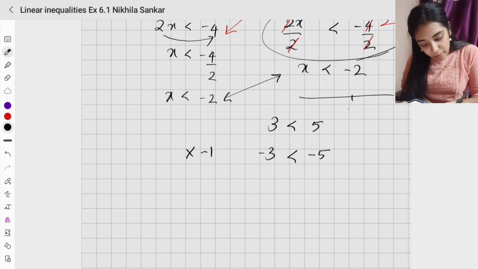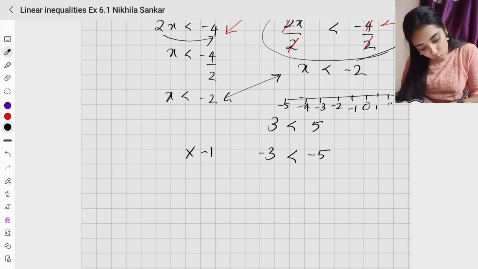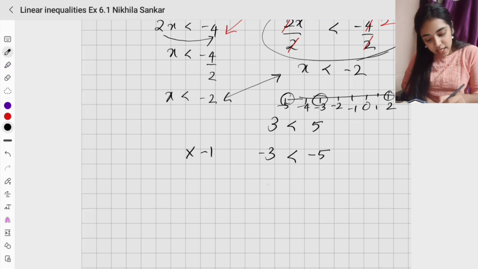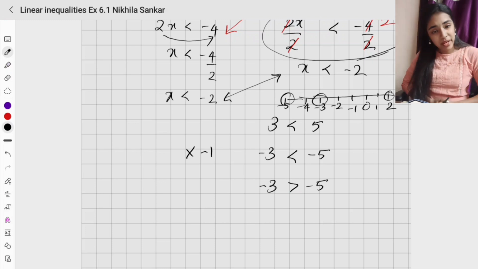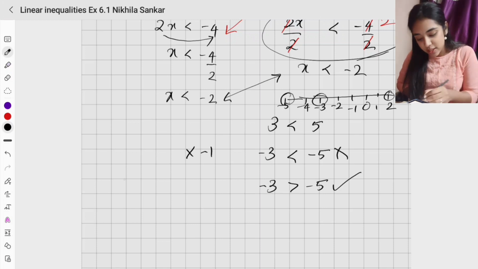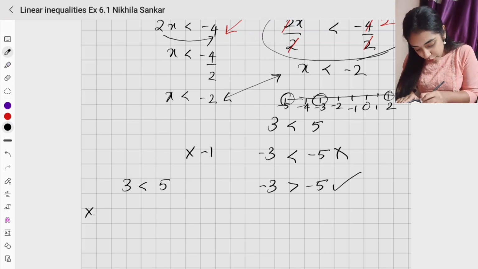On your number line, minus 1 is here, then minus 2, minus 3, minus 4, minus 5, and 0, 1, 2. 2 is greater than 1. So where is minus 5? Minus 5 is less than minus 3. Do you see that? Minus 3 is greater than minus 5. This one is correct, this one is wrong. So whenever you're multiplying or dividing by negative numbers, you have to reverse your inequality. Whenever 3 less than 5 is there, I'm going to multiply by minus 1 on both sides, or I can take minus 2 in this case.